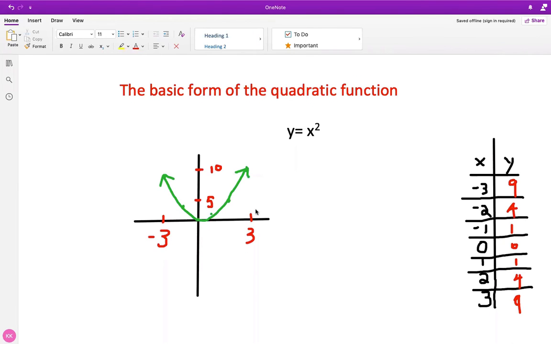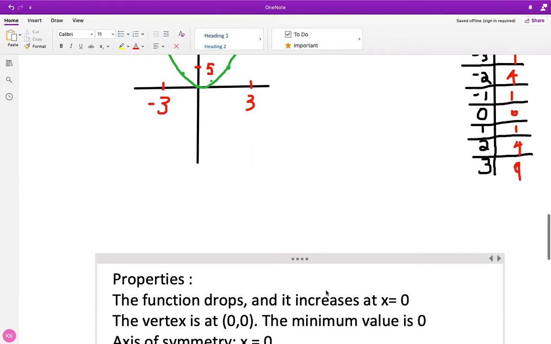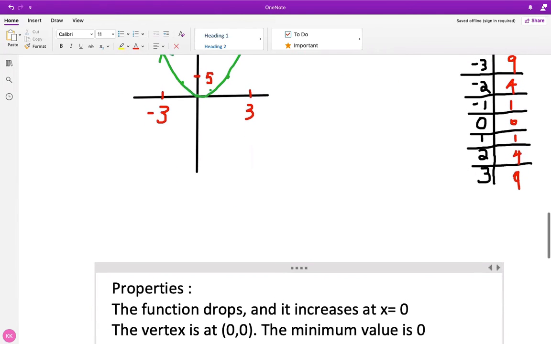Next, what are the basic properties of this quadratic function? We found that the function drops at the beginning and starts to increase at x equals 0. We also found that we have the minimum value at x equals 0. When x equals 0, the function value is 0. So the minimum value is 0 and the vertex is at (0, 0).